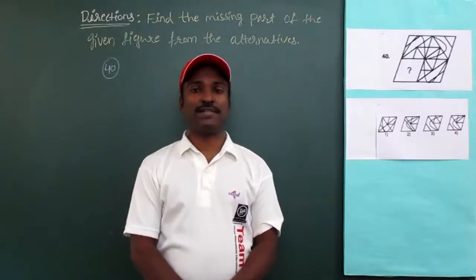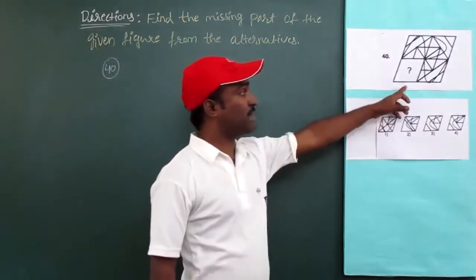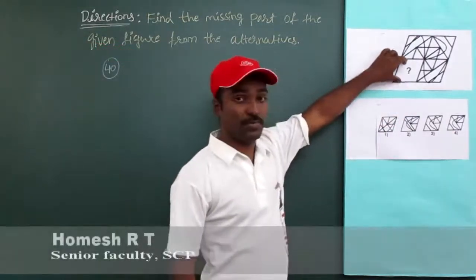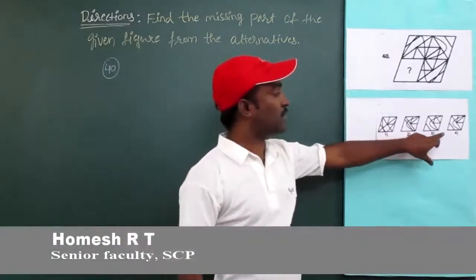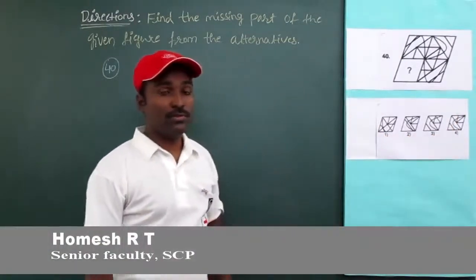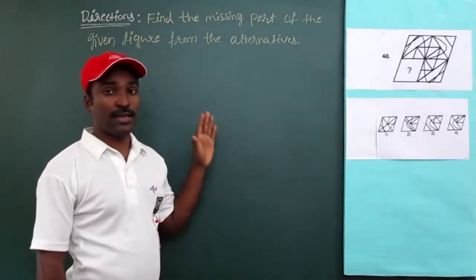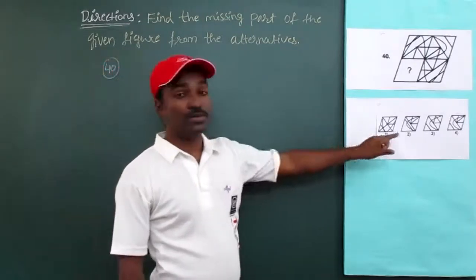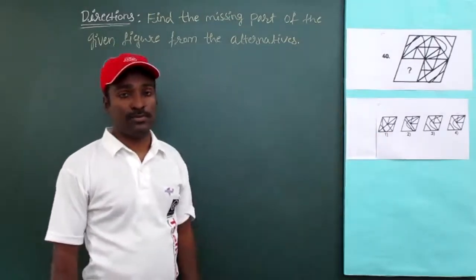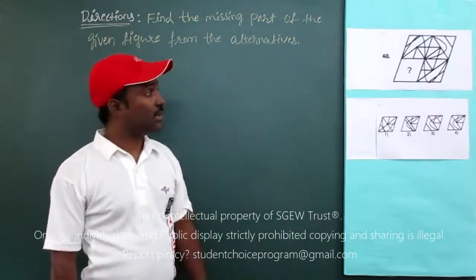Well friends, here is problem number 40 and the given figure is this. So we have to find this missing part, and the given four alternatives are first, second, third and fourth. So in the previous example we found the missing part or the correct option by eliminating the wrong options from the given four options. Okay, in this case I will not use that technique.